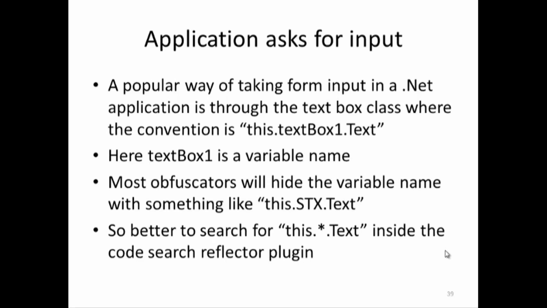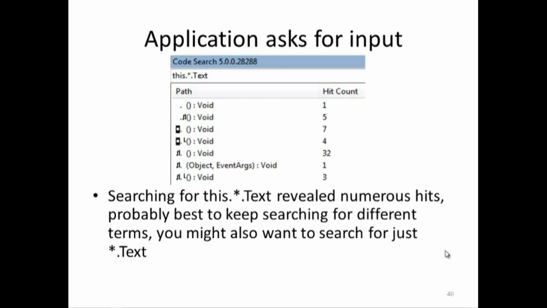So if the application asks for input, okay, one popular way is through the textbox class, where the convention is this.textbox1.text. And here, textbox1, when I've kind of talked about it, is a variable name, and it's user defined. And most obfuscators are going to hide this. They'll leave the this in the text, but whatever you define it as, they're going to hide that. So your methods may vary, but you could do things like I'm going to search for this.star.text inside code search, or you can just do a search for maybe star.text or this.star. Depends on how much of that is in the code itself, and it can be annoying.